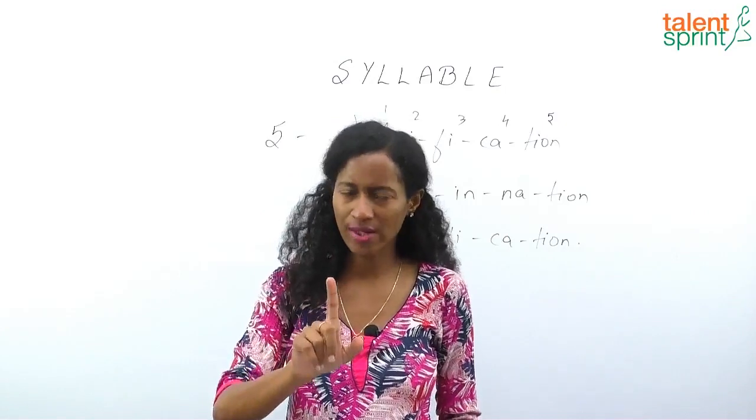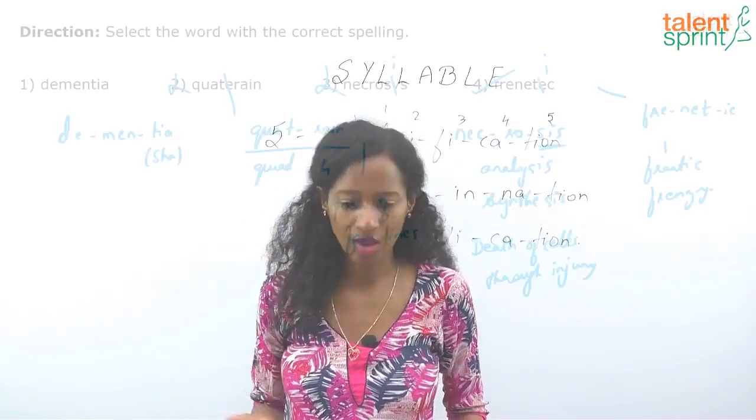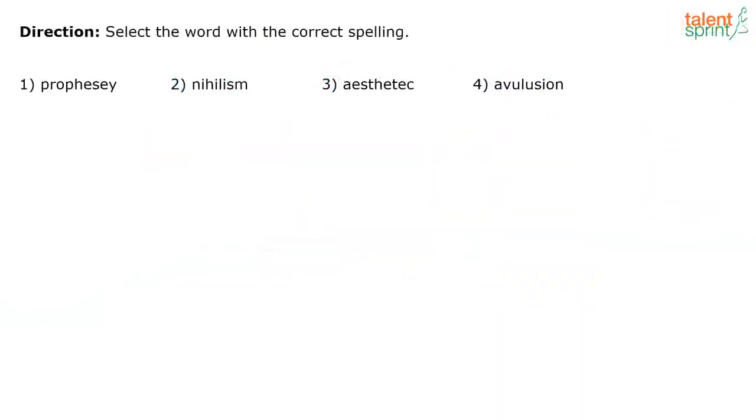Let's just do one more question and then we'll move to our second concept. Let's select the right spelling. I have 4 options: prophecy, nihilism, aesthetic, and avulsion. I don't know how many of you know the meaning of any of these words. Prophecy, I'm sure you know. It's not a difficult word, but if you know the word, you know the spelling is incorrect. So what's the right spelling for prophecy? Let's break it.